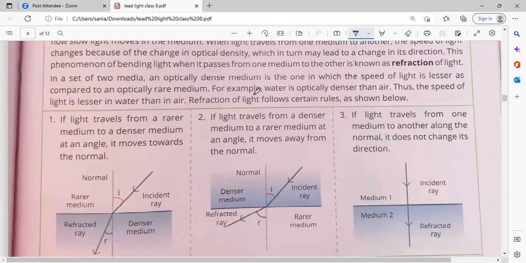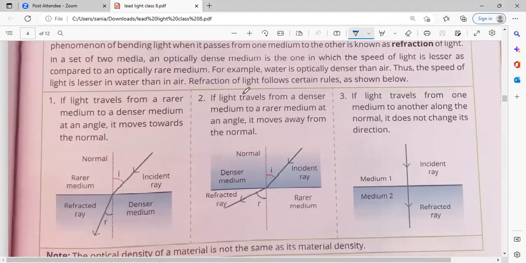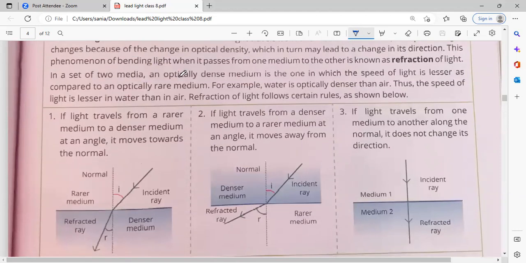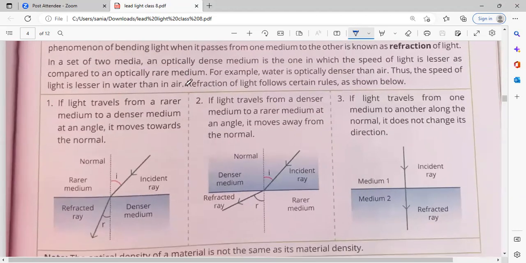Yes, refraction of light. So today we have to start from here. You will write hashtag. Don't write right now, let me just explain. Refraction of light follows certain rules. Or you will write hashtag clause followed by reflection of light.